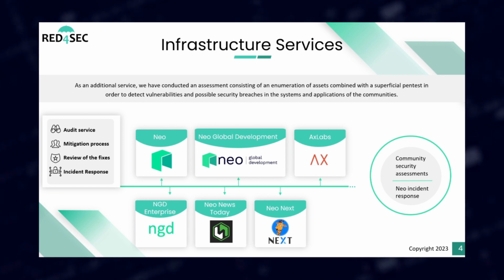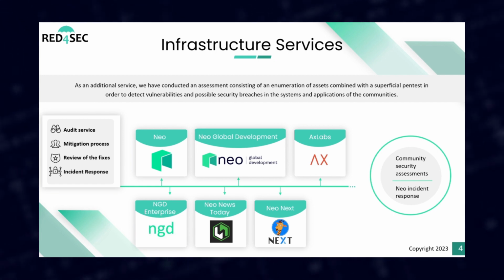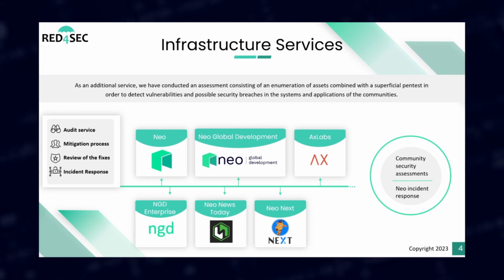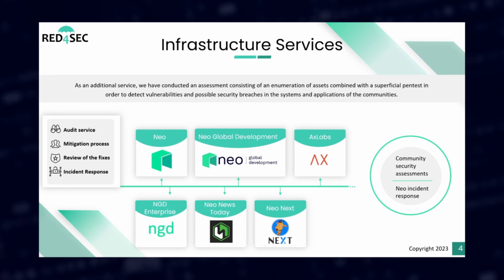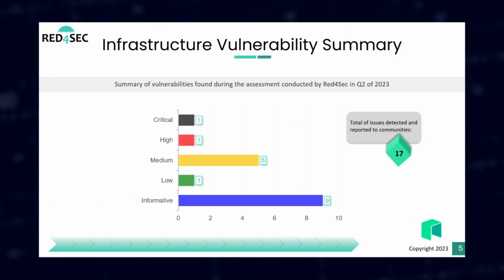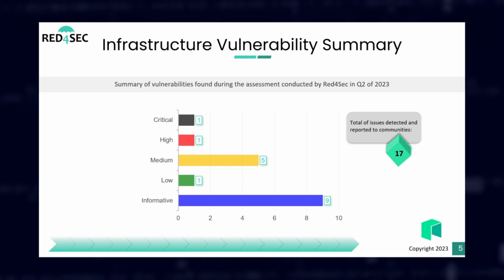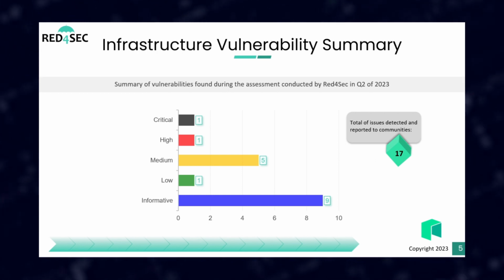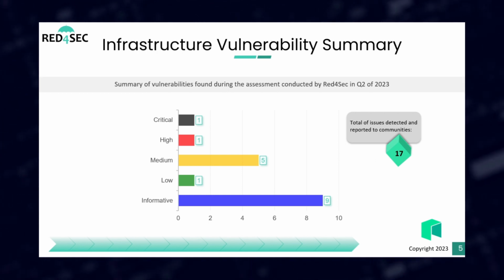Also, in light of recent incidents within Neo, our team has been diligent in providing support and incident response, elucidating possible exploit paths of how the attacks were conducted. The results from these evaluations are as follows. We found and reported 1 critical vulnerability, 1 high risk, 5 medium, 1 low, and 9 informative, totaling 17 vulnerabilities.